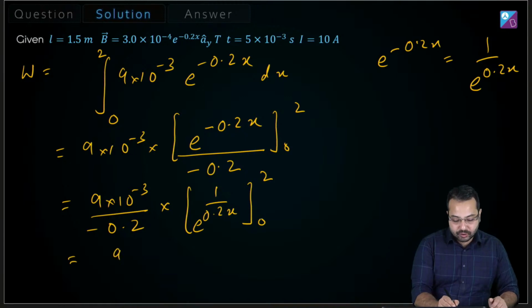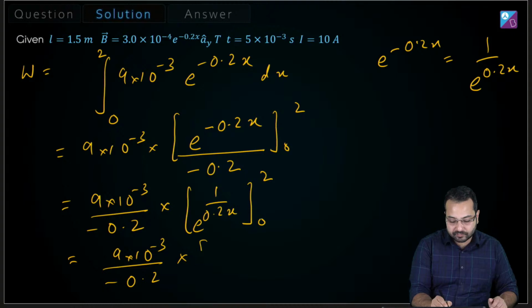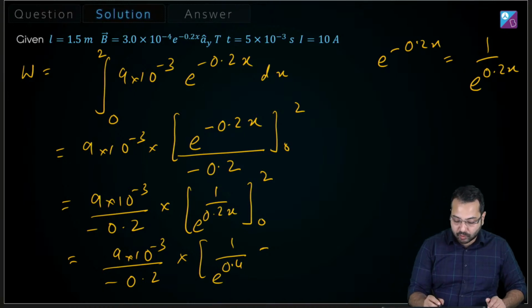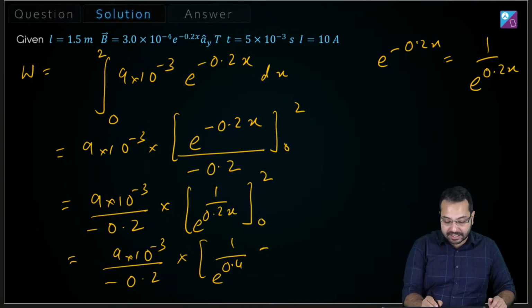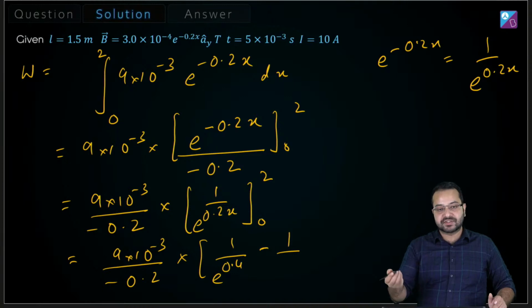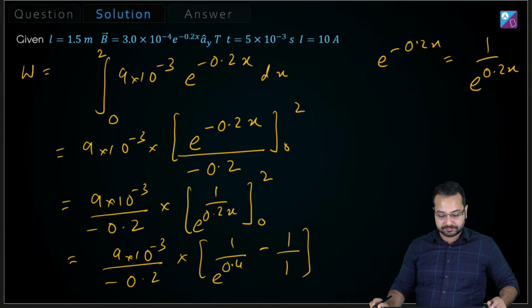Alright, so let's do this. So 9 into 10 to the power minus 3 upon minus 0.2 into, this becomes 1 upon e to the power 0.4. We have substituted x equal to 2, and then we have 1 upon e to the power 0, which is simply going to be 1.